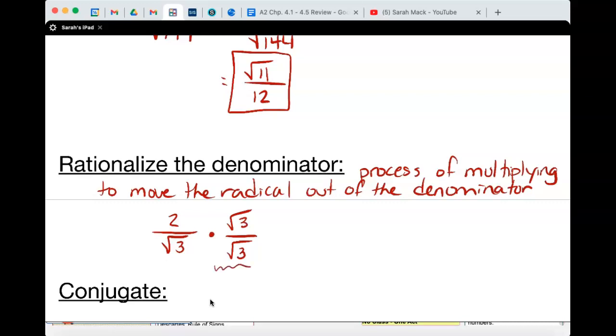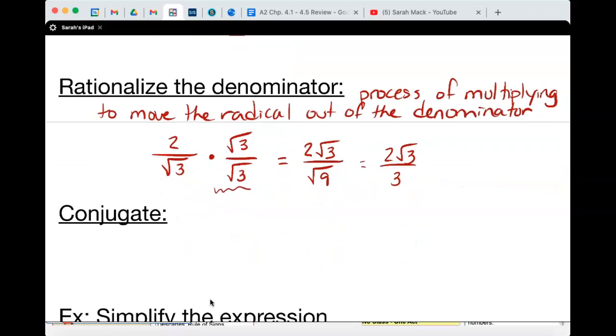So this part I created myself, and then I will multiply straight across. We have done this before, sometime in math. We only multiply like terms. Square root of 3 times square root of 3 is square root of 9, and the square root of 9 is 3. It's not that bad. So that process, it's not too tricky. You just have to remember that that's what you do.